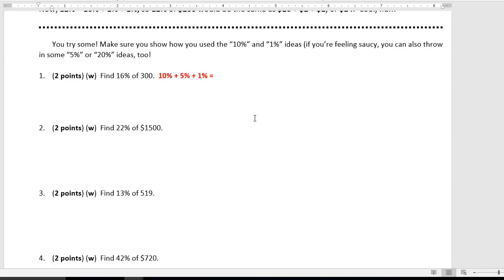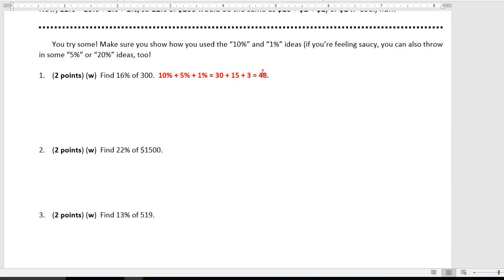So 10% of 300 is 30. 5% of 300 is half of 10%, so it's going to be 15. And then 1% is going to be 1/10 of 10%, so that's going to be 3. You add them all up and you end up with 48. So again, that's one way to do it.